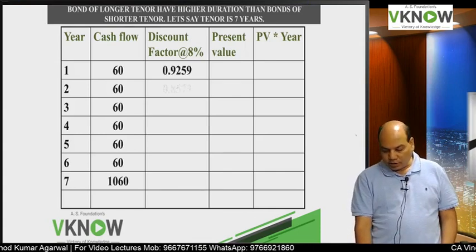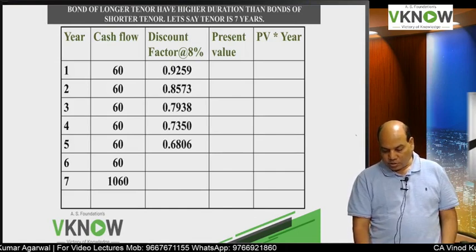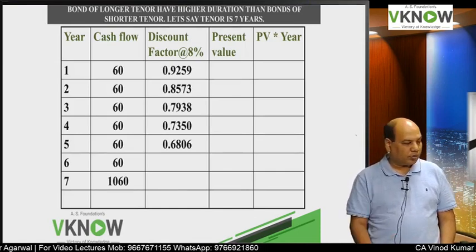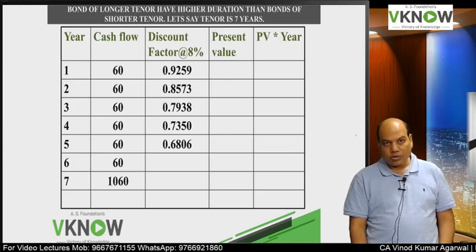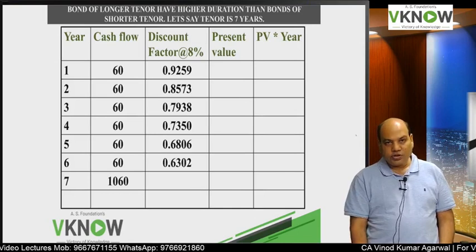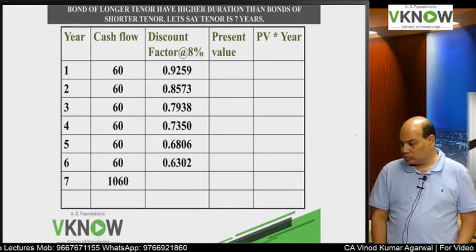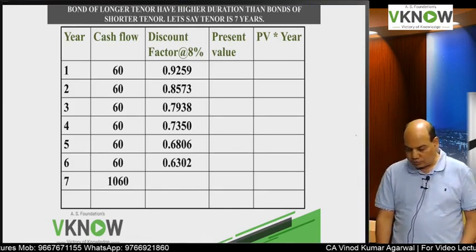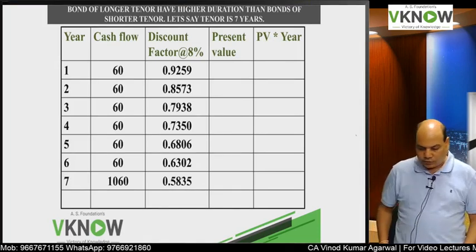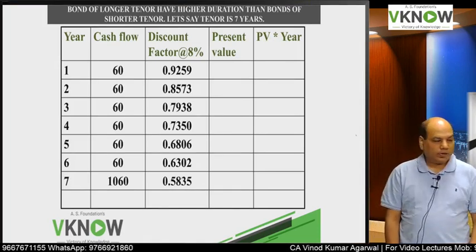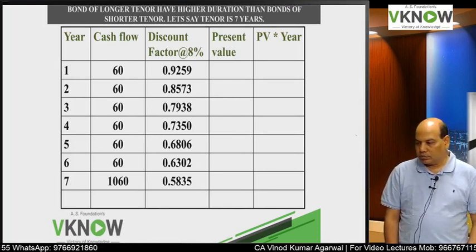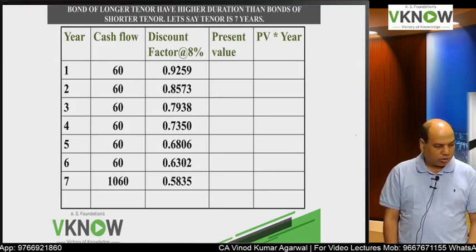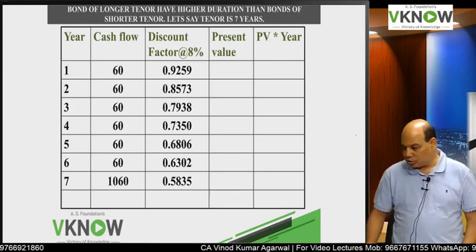Present value factor, first 5 years you can copy from your previous answer 42. Calculate for 6th year 0.6302 and calculate for 7th year 0.5835. Now calculate the present value. Multiply these two columns. Give me the total.